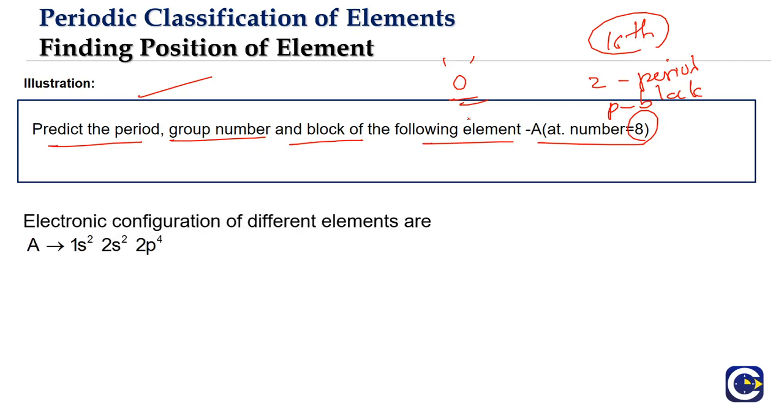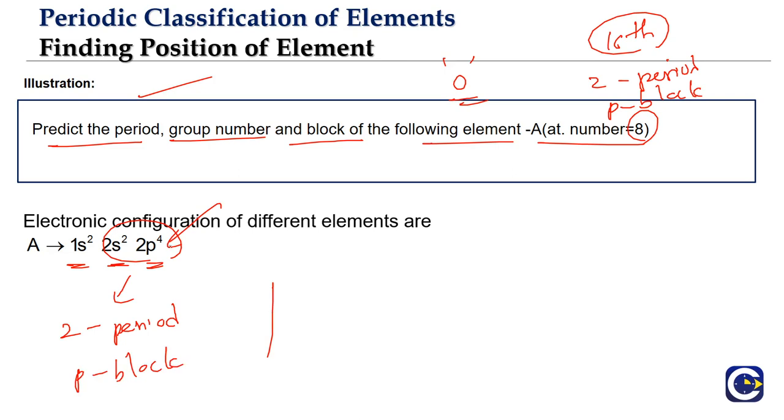So let us see the electronic configuration with 8 electrons: 1s2, 2s2, then 2p4. So first thing we can conclude is, look at the outermost orbit. It is the second orbit, right? So this belongs to the second period. And where is the last entering electron getting into? It is getting into the 2p subshell, which means it will be an element belonging to the P block.